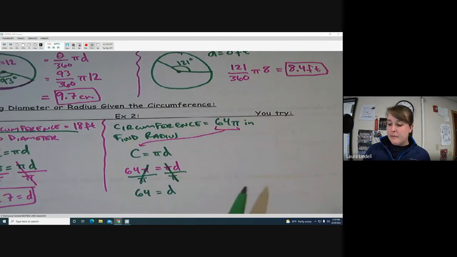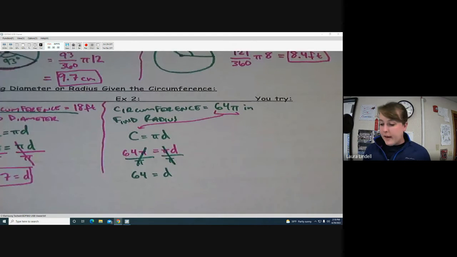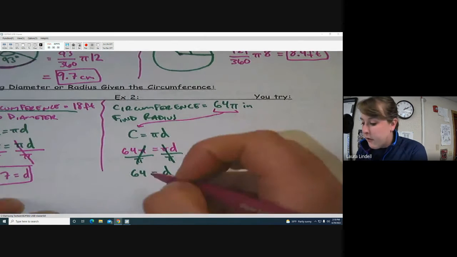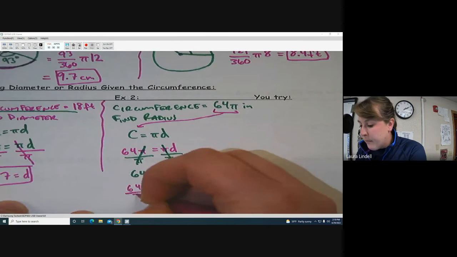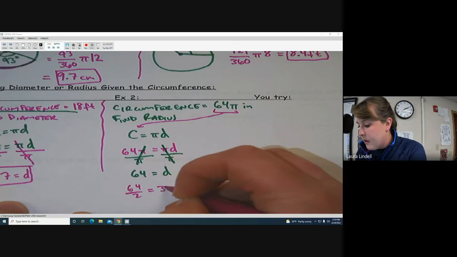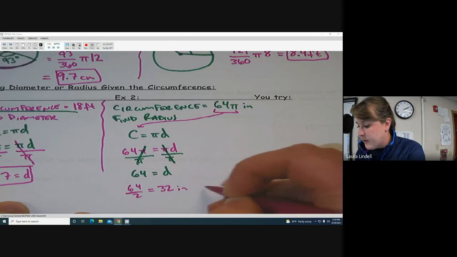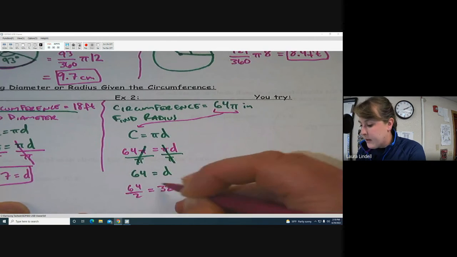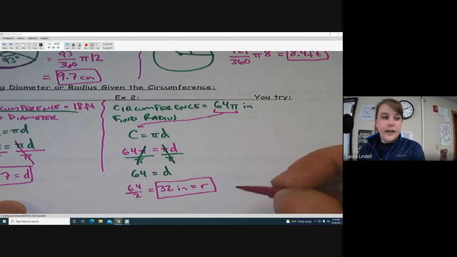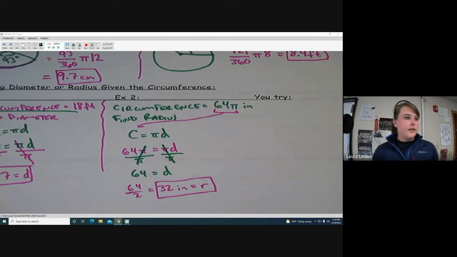But I didn't want the diameter, right? I wanted the radius. So actually, we're going to go one step further and divide it by 2 because diameter is the whole distance across. Radius is half that distance across. So if I take 64 and I divide it by 2, we get 32 inches, and that's going to be our radius. And that would be our final answer.